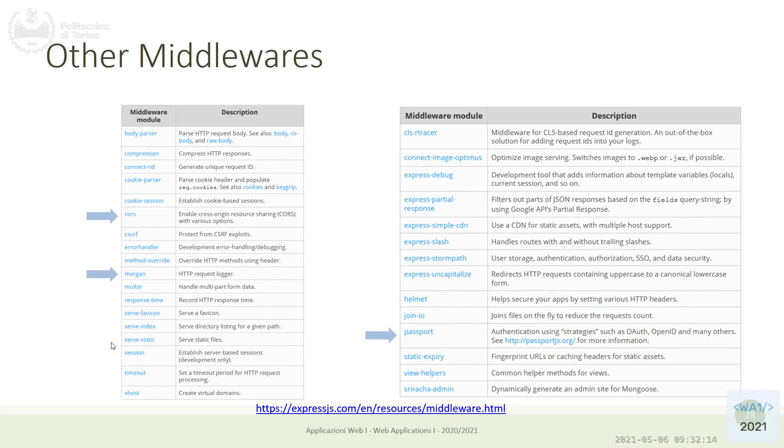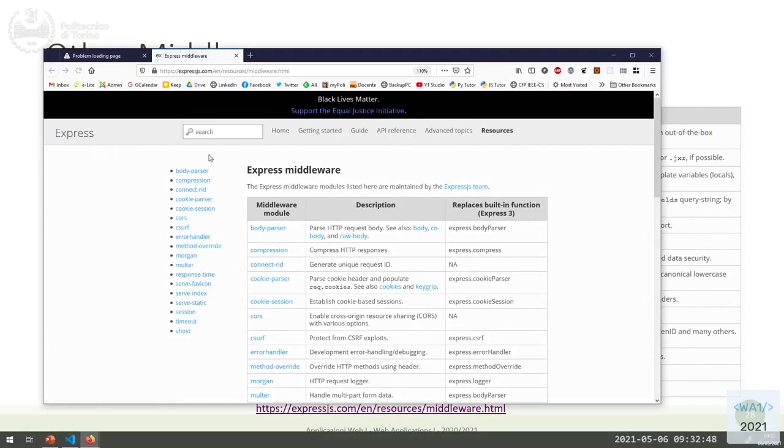We saw the static one, which is express.static. There's another important one called Morgan, that we may see right now. It's a logger. We notice that when we make some request, the server is basically silent. It doesn't tell you anything. The Morgan middleware adds some log information every time a route is called.